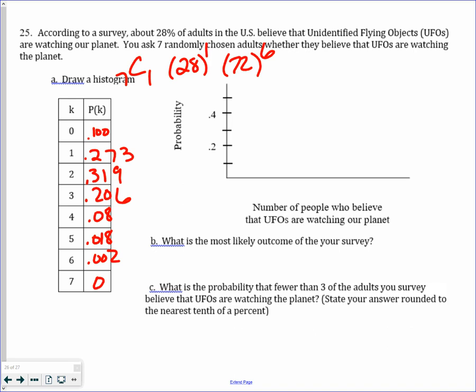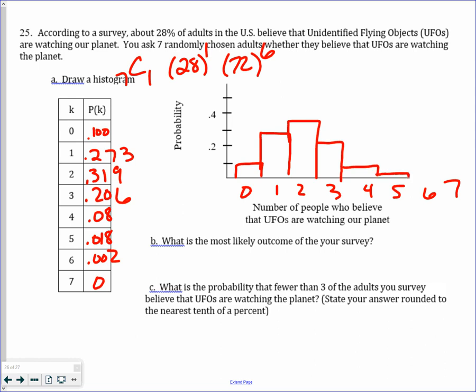So now the histogram. 0, 1, 2, 3, 4, 5, 6, 7. I have the numbers on the side there. So the first one would be 0.1. Next one is 0.273, 0.319, 0.206, 0.08, 0.02, and 0. What is the most likely outcome to your survey? 2 out of the 7.